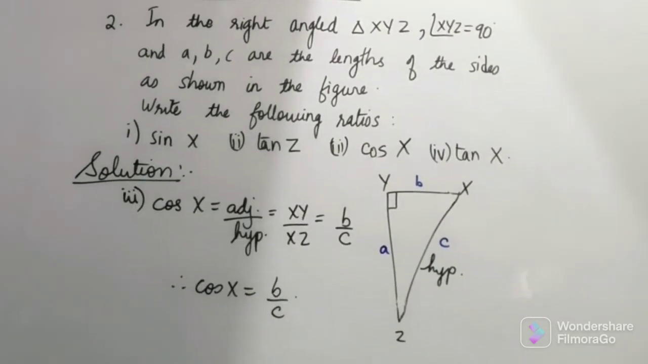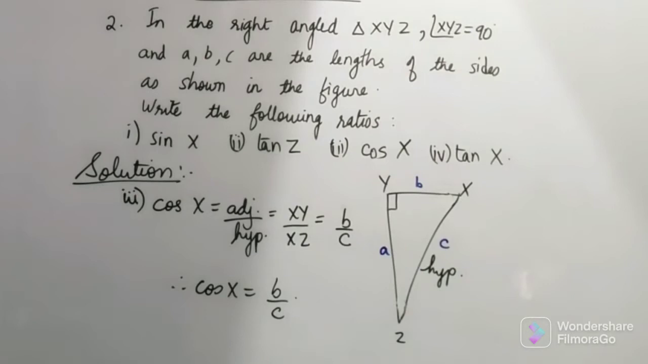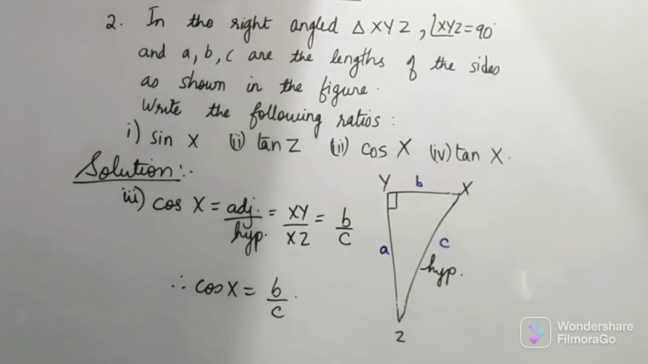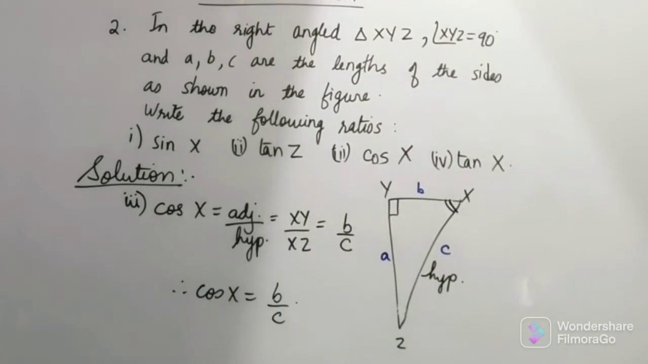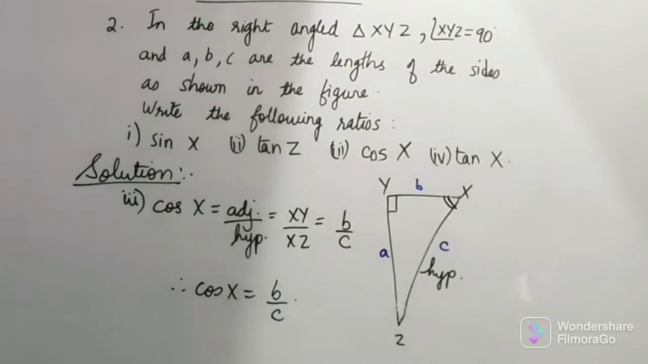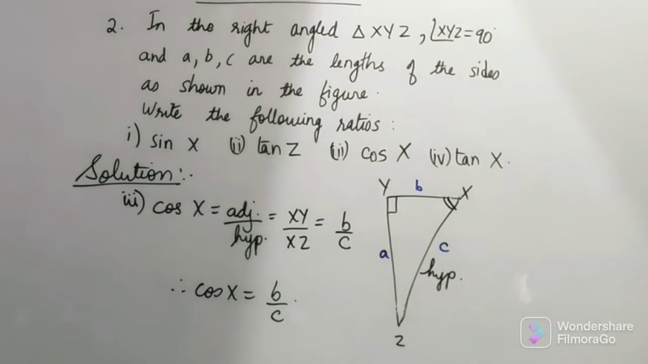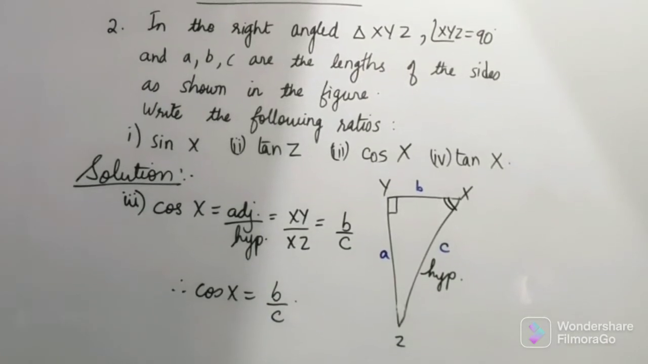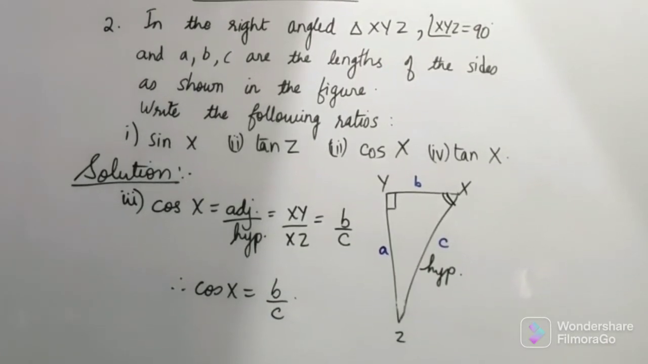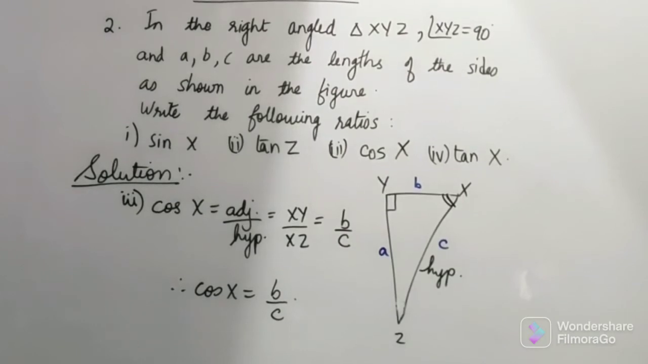Third one is cos X. As we know, cos X is adjacent upon hypotenuse. So considering X, adjacent is XY. XY is given as B. And XZ is the hypotenuse, given as C. So cos X will be B upon C.